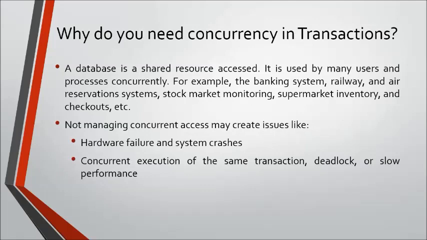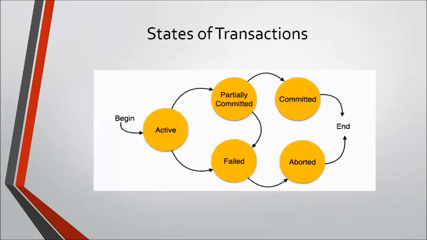Why do you need concurrency in transactions? A database is a shared resource. It is used by many users and processes concurrently. For example, the banking system, railway and air reservation systems, stock market monitoring, supermarket inventory, and checkouts. Not managing concurrent access may create issues like hardware failure and system crashes, concurrent execution of the same transaction, deadlock, or slow performance.